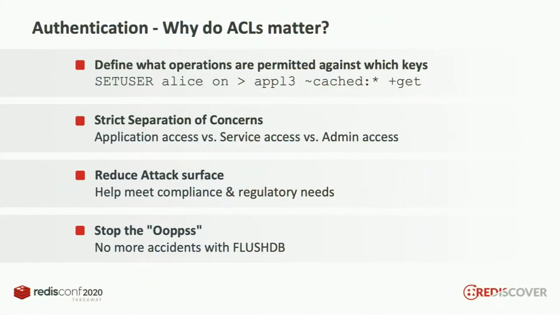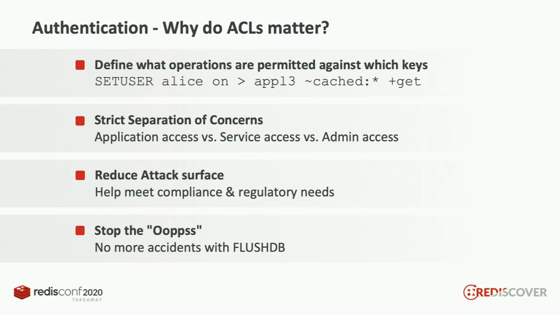So let's first talk about why access control lists matter. Well, the key thing that's been introduced is the ability to specify for a given set of keys what operations can be performed. So in this first example you see here, we have Alice. There's a regex expression for the keys that they can match, tilde, cache, colon, star, and then the operations that they can perform. So this allows for a strict separation of concerns between what the application or a service might need to access and what commands the administrator will need to access in order to maintain the Redis cluster. So you can now separate these groups apart.